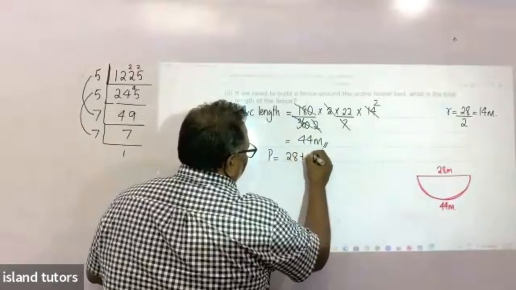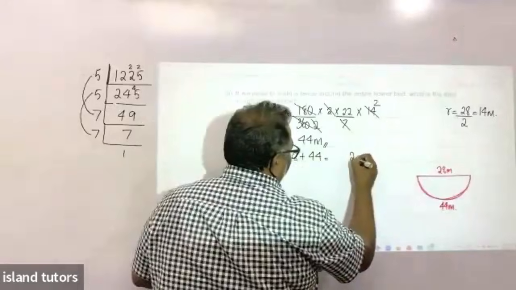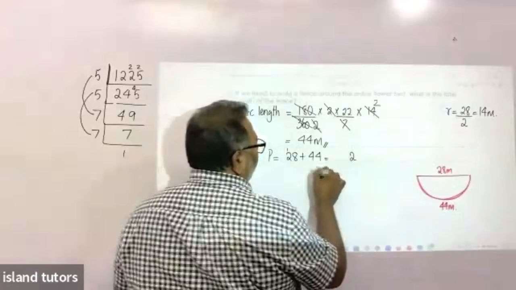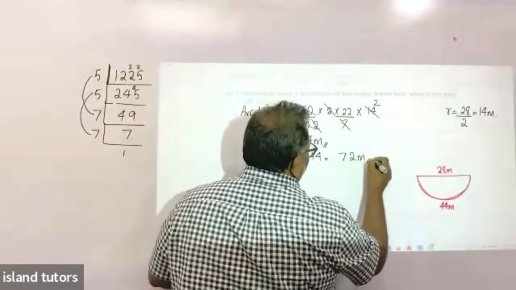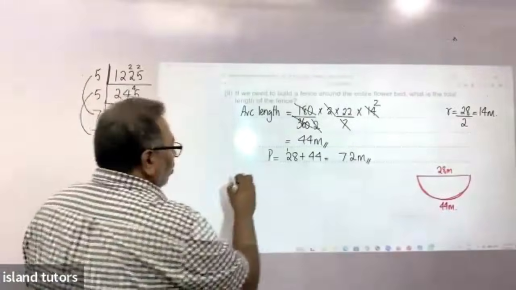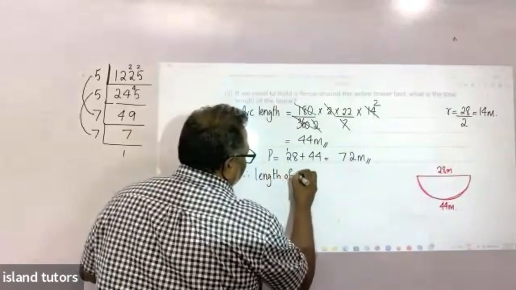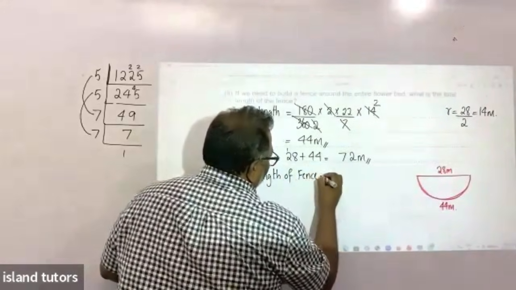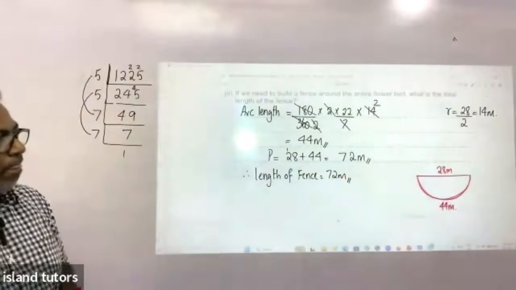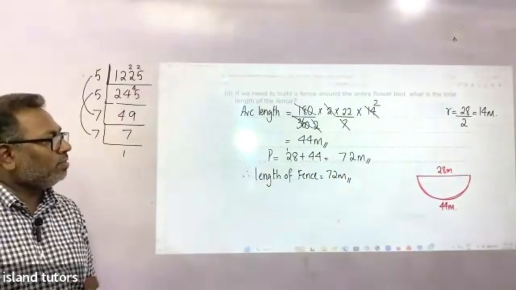So therefore your perimeter therefore is 28 plus 44, which is 8 plus 4 is 12. 1 plus 2 is 3 plus 4, 7. So the perimeter is, the length of the fence is 72 meters. So you can say length of fence is 72 meters. Okay. Right. Any questions there?